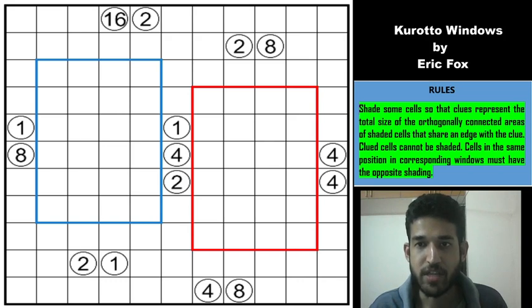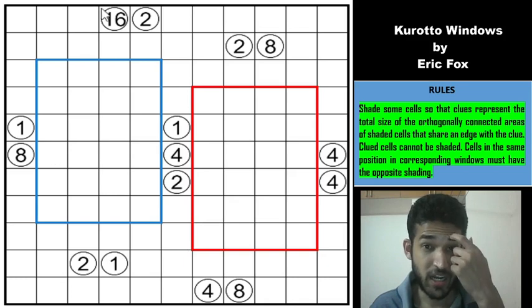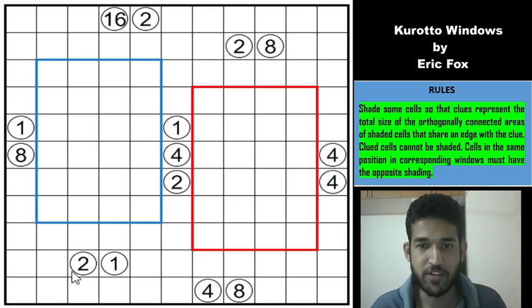And the rules of the puzzle are: you have to shade some cells in the grid so that clues represent the total size of the orthogonally connected areas. Okay, so there are many clues, right? The theme of this puzzle is powers of 2. As you can see, each single clue is a power of 2, right? This is 2 power 0. This is 2 power 3, 2 power 4 and so on. Each single clue is a power of 2. That is the theme of the puzzle.